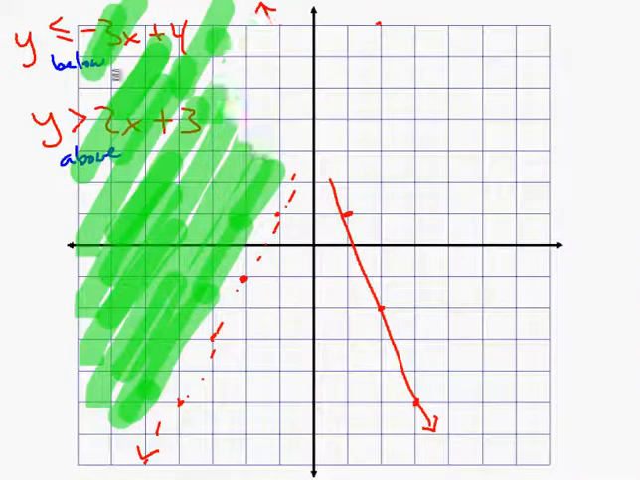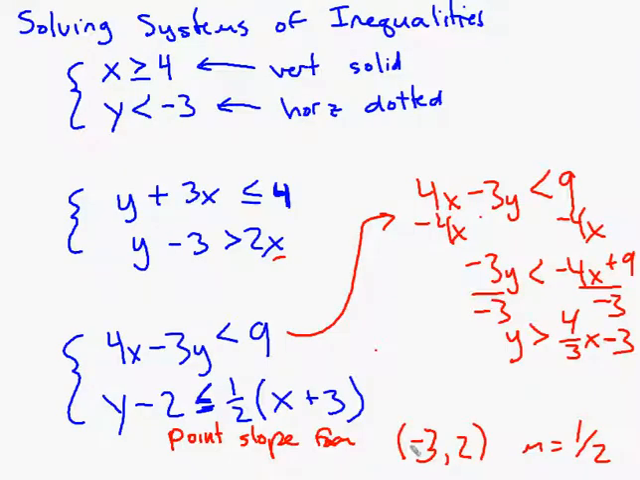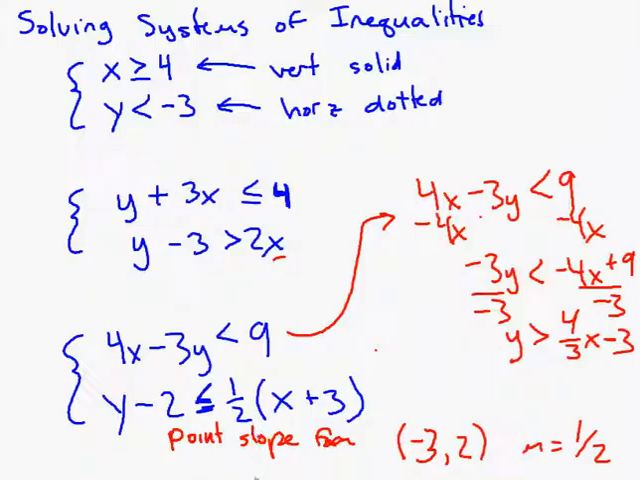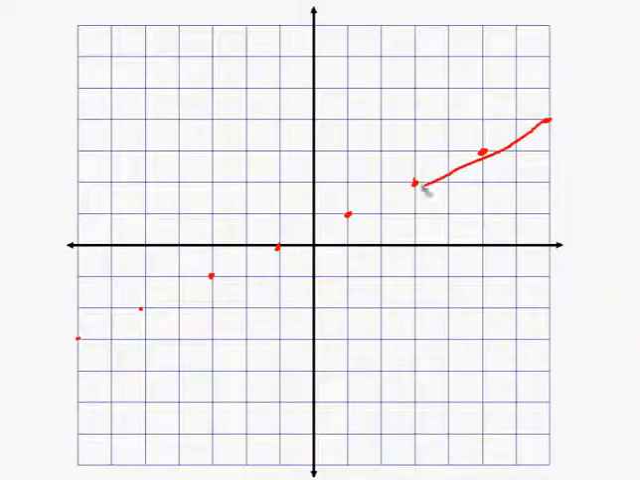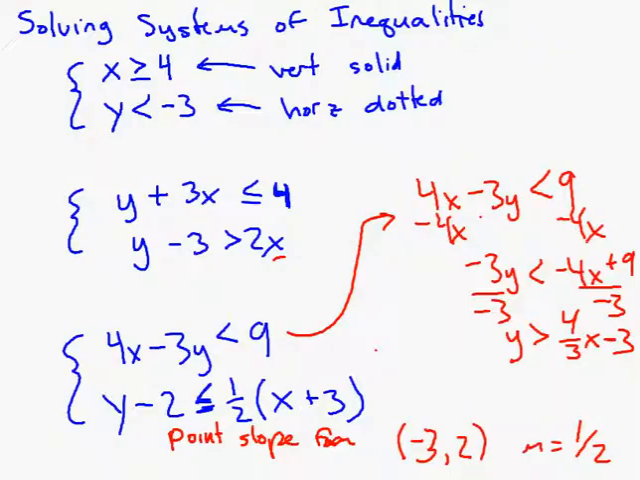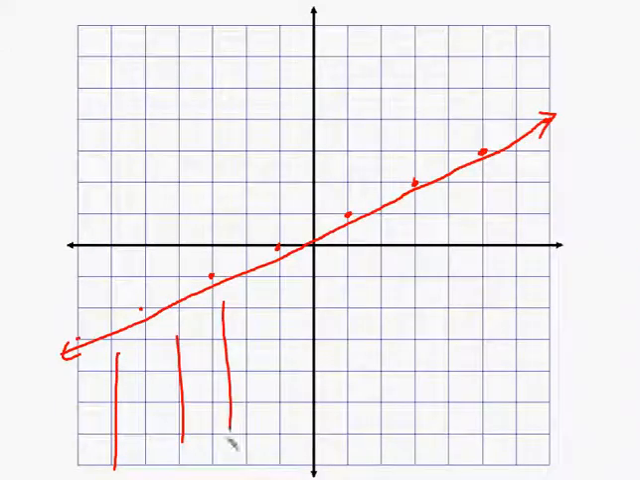So I'm going to have to erase all this. All right, and I'll do it in red. Negative 3, 2. And then up 1, right 2. And is that going to be dotted or solid? We're doing this one? That's going to be solid. I'm already tired. And are we going to shade above or below that line? Below. So we have this area down here.